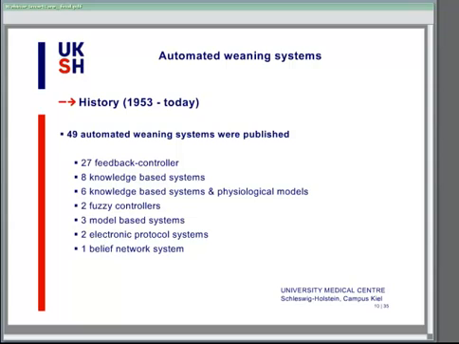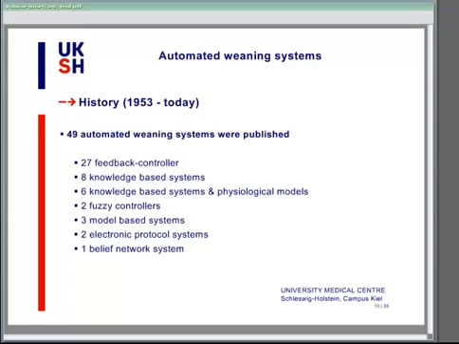And surprisingly, the first automated ventilation system was already published in 1953, so more than 50 years ago now. And here, this is a short overview of the systems that were published, and also the basic technologies that were used. So surprisingly, 49 automated weaning systems were already published. In my opinion, a very high number. And there are many different basic technologies used.